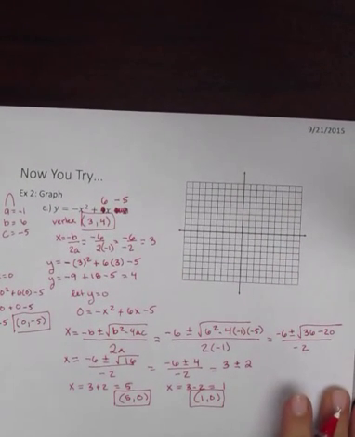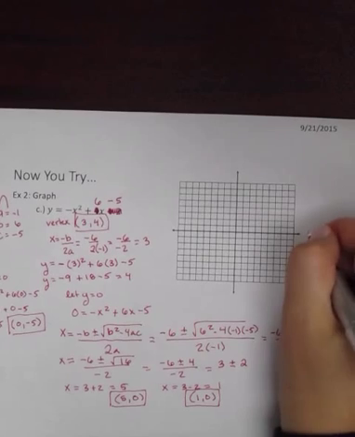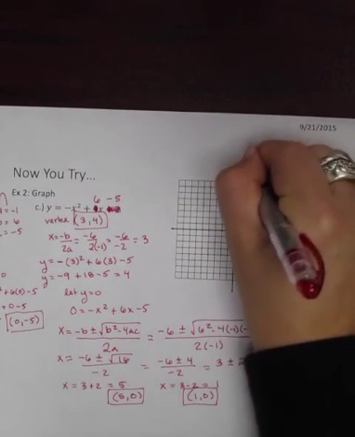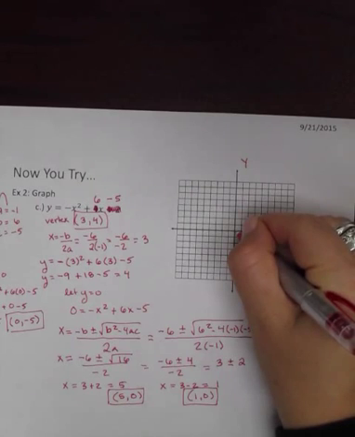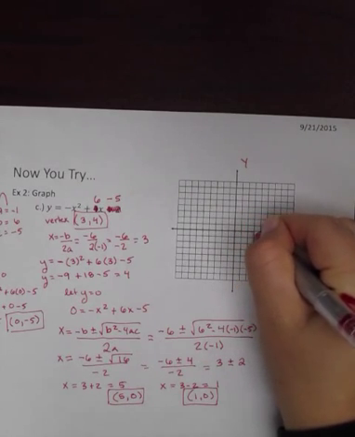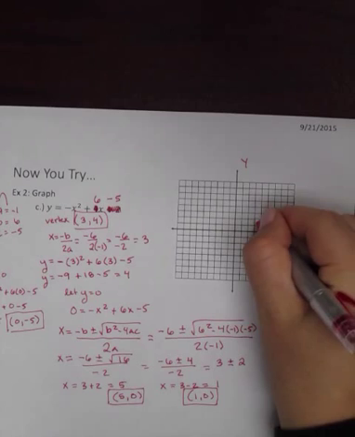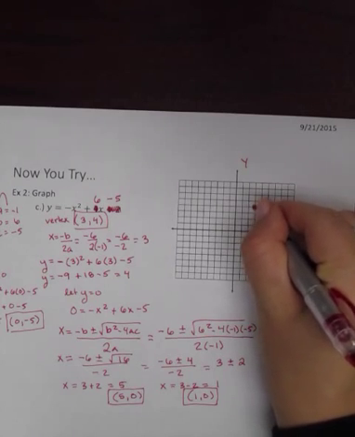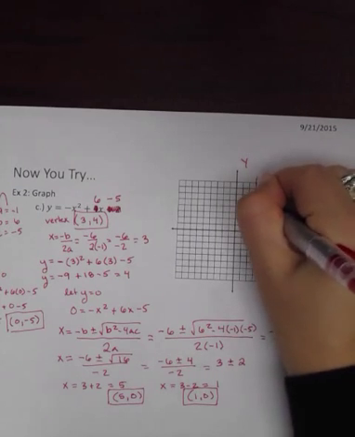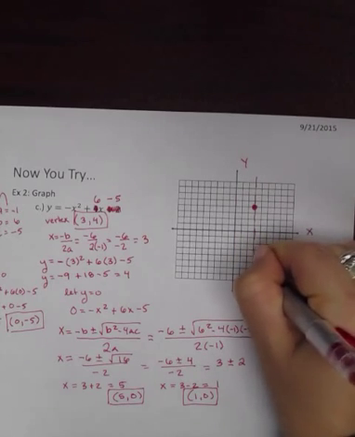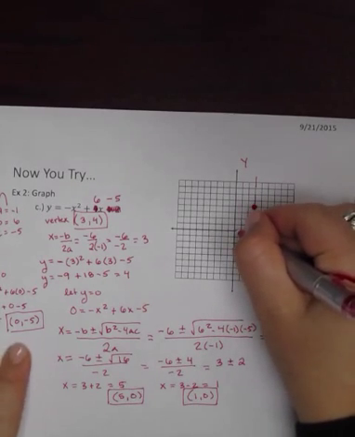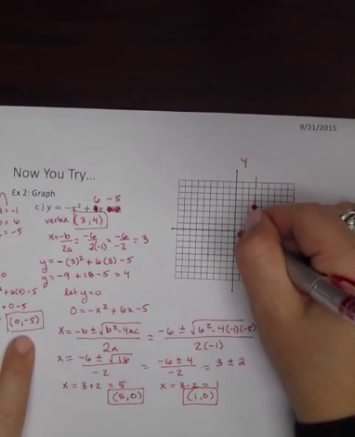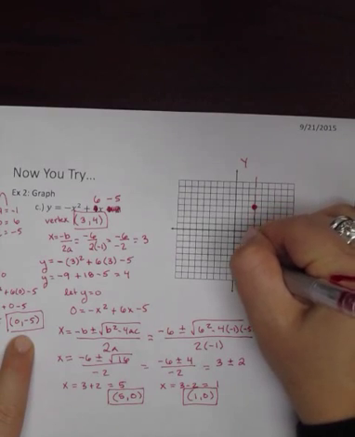Alright, so last thing we got to do is graph it. So here's my x, here's my y. We're going to start off by graphing our vertex. So I go to my origin, I go to the right 3, 1, 2, 3. I go up 4, 1, 2, 3, 4. I draw my point. I make my vertical line, which is my axis of symmetry. I go back to my origin and I'm going to find my y-intercept, which is at 0, negative 5. So I go down 1, 2, 3, 4, 5.